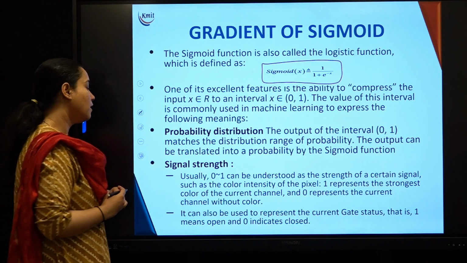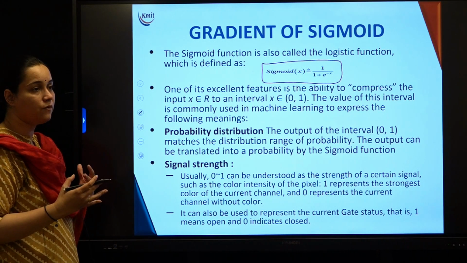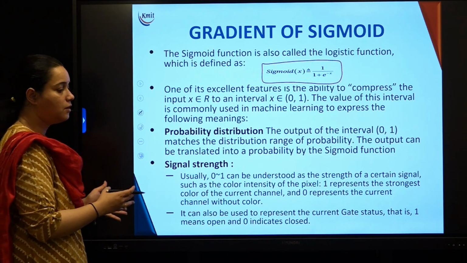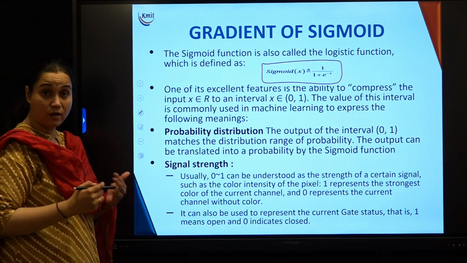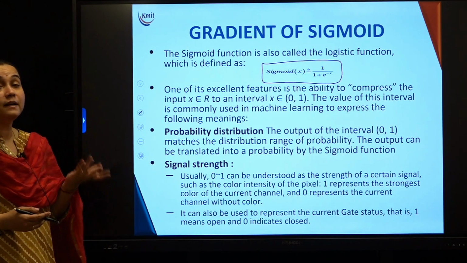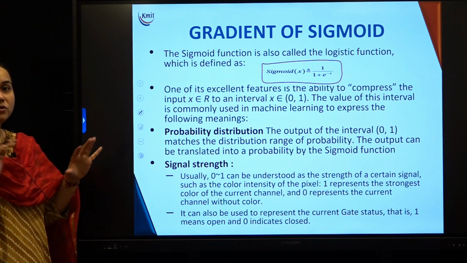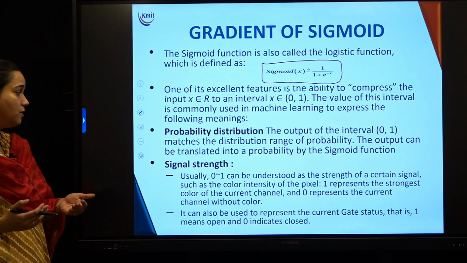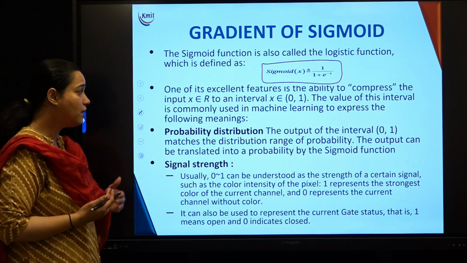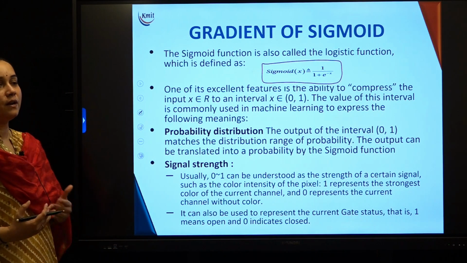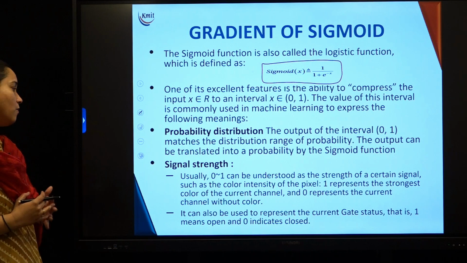Now, second is where else? Signal strength. Usually 0 to 1 can be understood as a range of the strength of a particular signal. Suppose there is a signal to be transmitted from one node to another node. What is the strength? Or else if you are working with images, then what is the color intensity of a particular pixel? If it is 1, then it means it is the strongest color intensity. If it is 0, then it means the current channel or the current pixel is without any color. So, there are various ways in which you are benefited when you keep the output range in terms of 0 to 1. That is the reason we want to go for a sigmoid function.